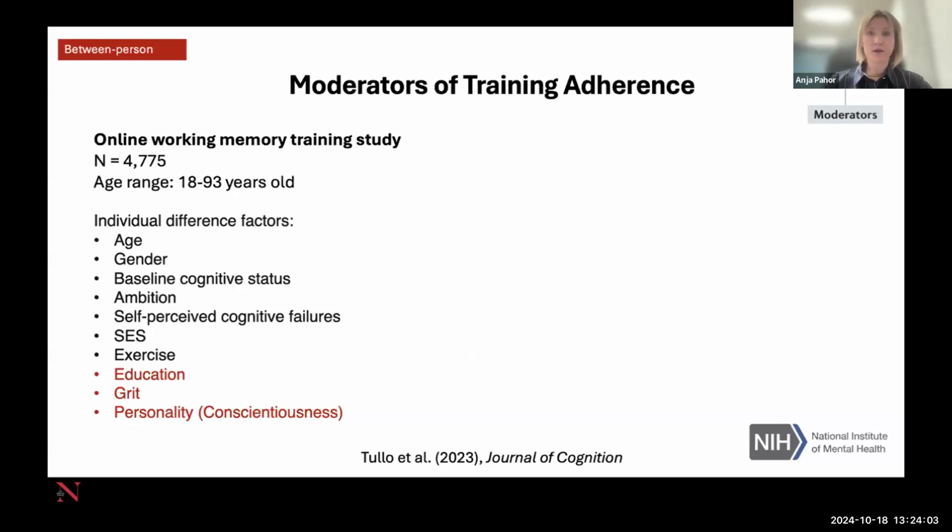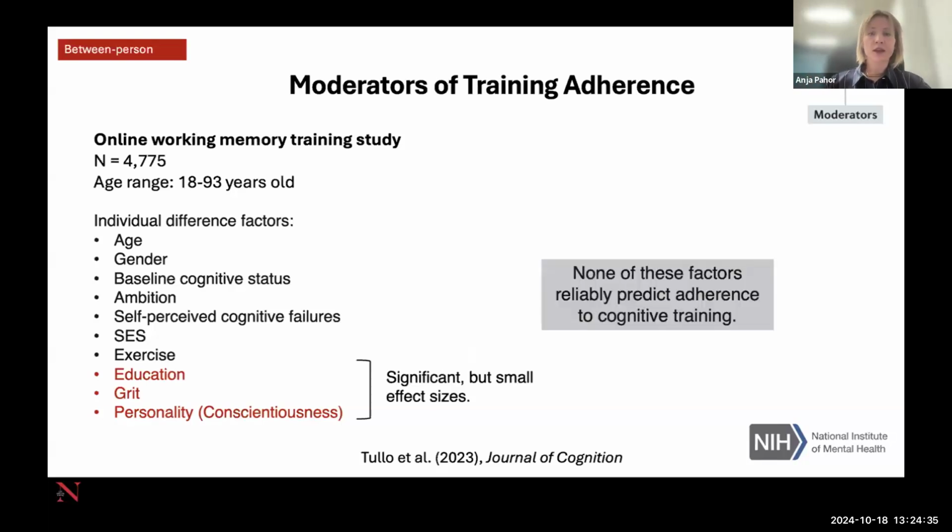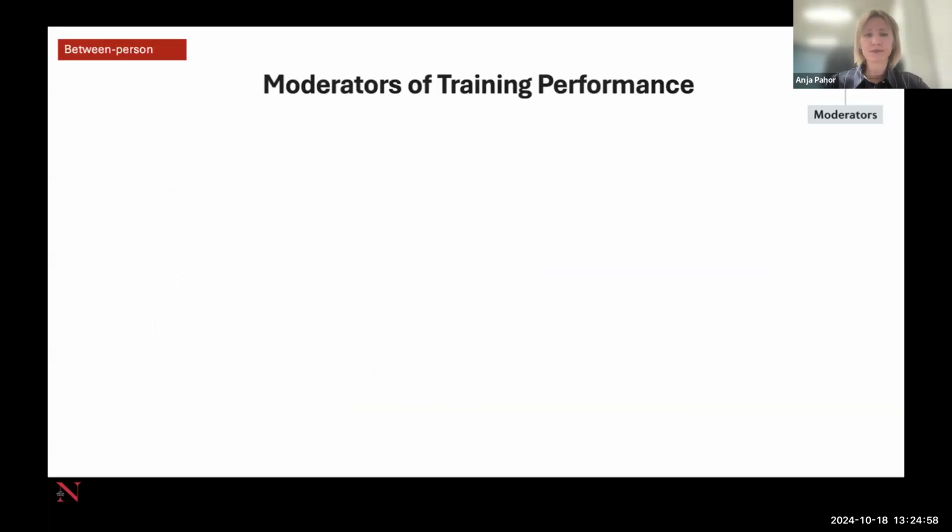And since cognitive training can be quite long and taxing, it's not uncommon to see high dropout rates or poor adherence. So it is important to examine mediators and moderators of training adherence. In this large-scale online working memory training study, which was open to all individuals over the age of 18, our colleague looked at various individual difference factors that might predict training adherence. And while higher education, higher level of grit, and higher conscientiousness did predict training adherence, so they were positively related to it, the effect sizes were quite small. So none of these factors seem to reliably predict adherence to cognitive training.